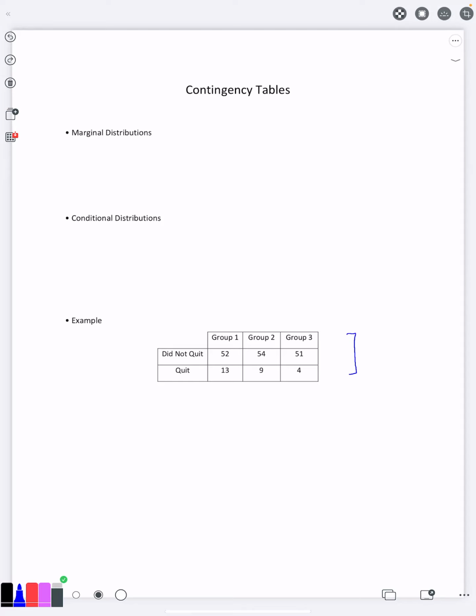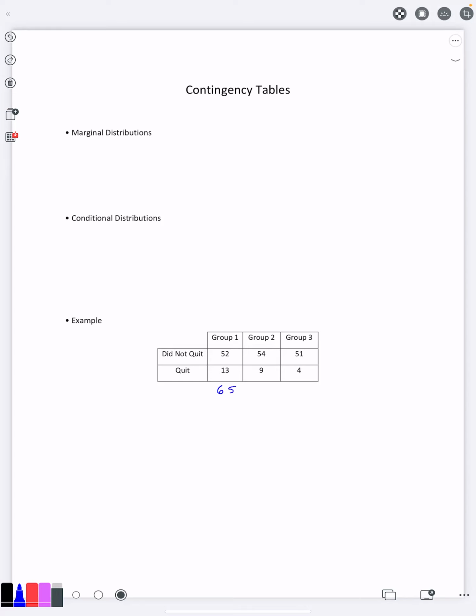Now you'll see that in each one of these we have frequencies. Sometimes we might want to have relative frequencies, but we have to be careful there because we have to decide what we're going to divide by in order to do that. The first thing we're going to do is see how many people are total in each row and each column. So if I go down in the columns first, 52 and 13 is 65. So that means there were a total of 65 people in group 1.